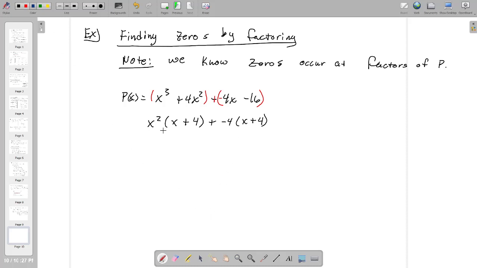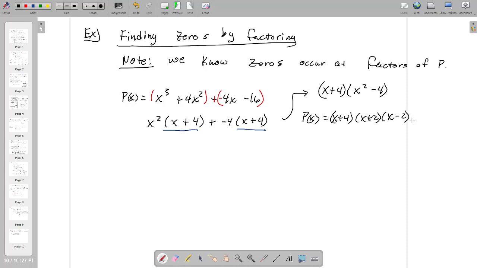Then you should be able to see that we have x plus 4 that's common in both of these terms. So I'm going to factor that out next, and we're left with x plus 4 factored out, and x squared minus 4, which is a difference of squares, so this factors into x plus 4 times x plus 2 times x minus 2. So we factored p of x. We know now that p of x has zeros at these values, at negative 4, at negative 2, and at positive 2.